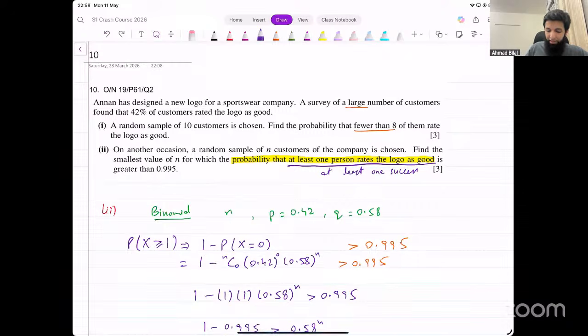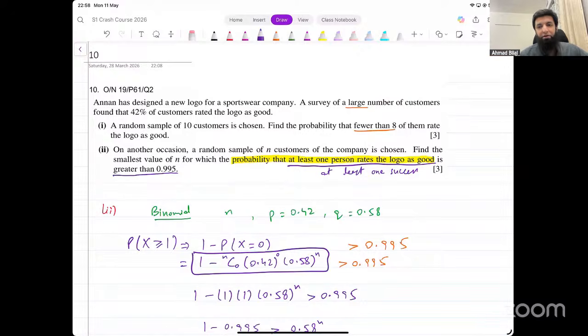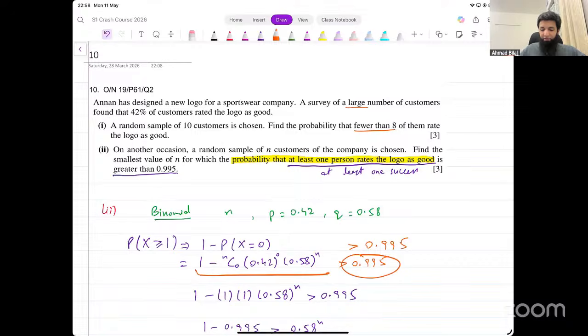So what we do is we find that probability and we say that is 1 minus probability of x equal to 0. Now they told us that this probability is greater than 0.995. So we put this probability greater than 0.995, and we get an inequality like this.